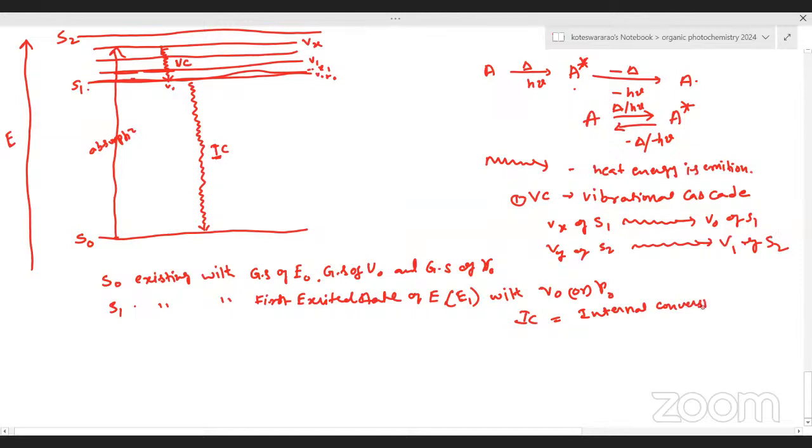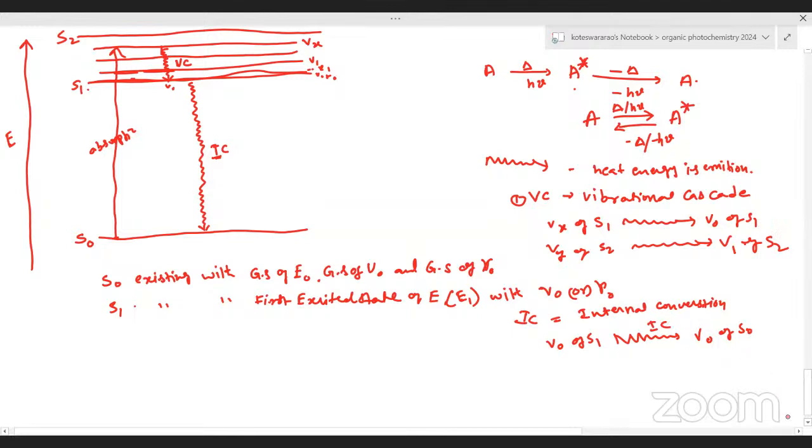Internal conversion. What's happening in internal conversion? Suppose some V0 state of S1 is deactivated to some V0 state of S0. That is called internal conversion.